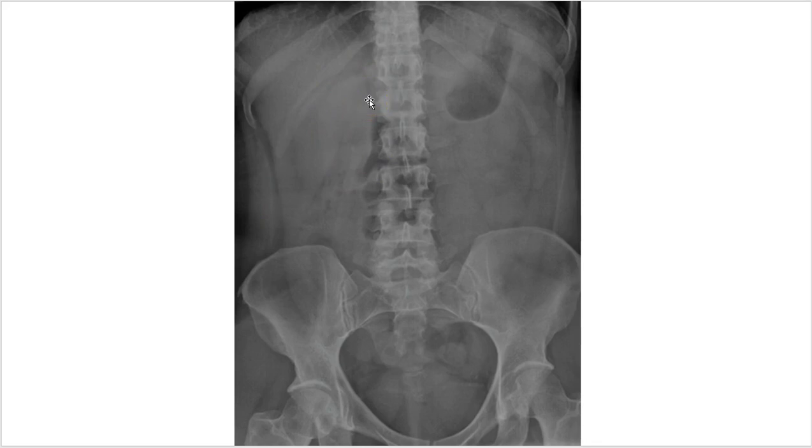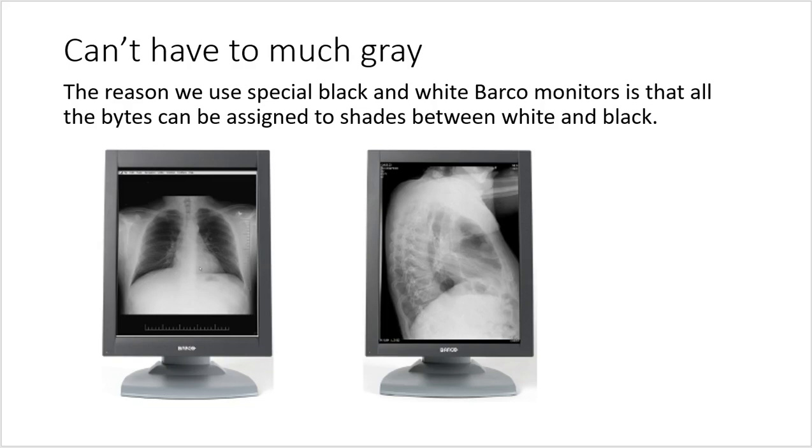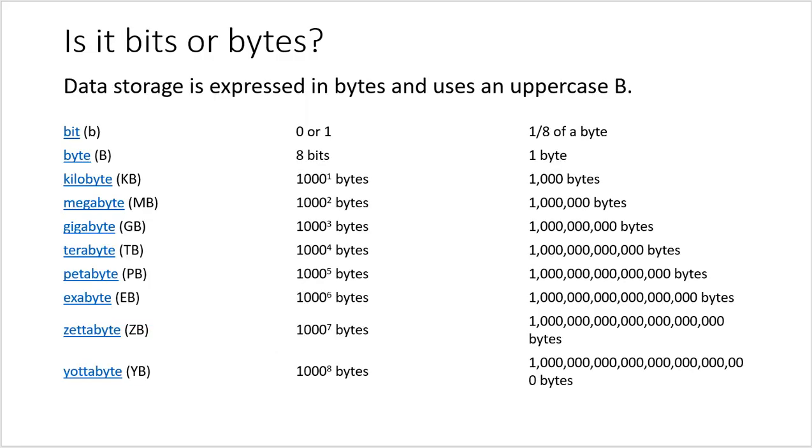So those are two slightly different shades of gray that through years of practice of looking at images, I can distinguish between those two shapes inside the body, but they're very close shades of gray. Which is why you can't have too much gray. And the reason we use special black and white barcode monitors is that all the bytes can be assigned to shades between black and white. You can have all of those color palette blocks, those bytes, equal different shades of gray.